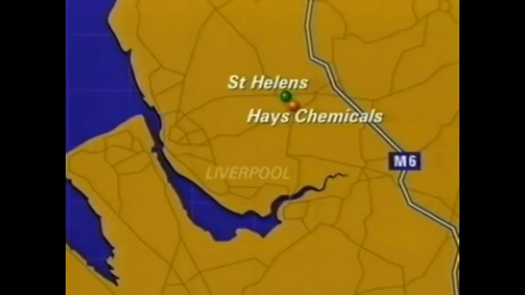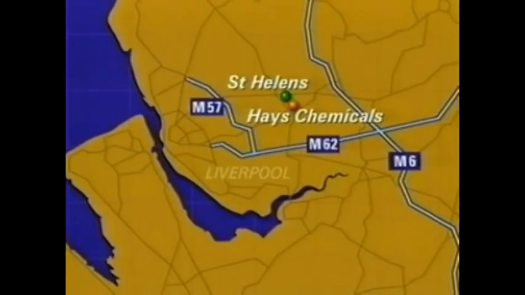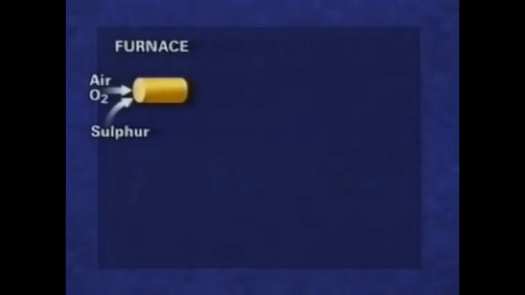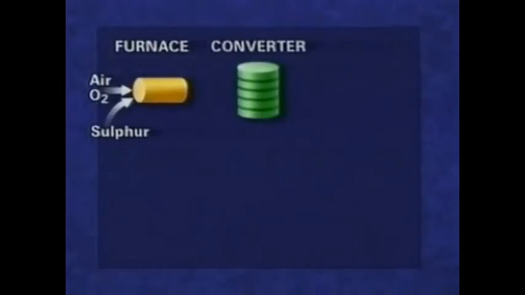The plant is close to the local motorway network. At the Hayes plant, sulfuric acid is formed by burning sulfur in a furnace to form sulfur dioxide. In a converter, the sulfur dioxide reacts with more air to form sulfur trioxide.